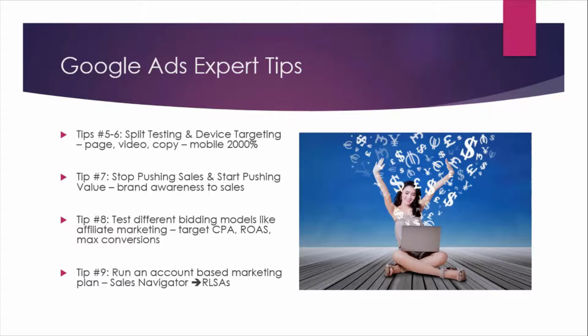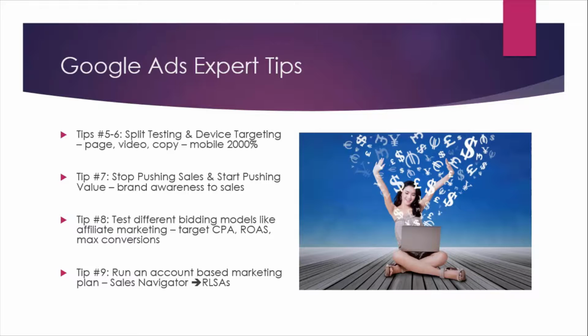Right now, tip number 8, test different bidding models like affiliate marketing. So affiliate marketing works very well for Google, for example, and you can use a lot of different types of bidding strategies inside of Google. One of them is target CPA, which is essentially you're saying to Google, it works the same on YouTube, go find me people for $5 that fit these parameters, and they'll say okay, and they'll go scour their network and find people for your target cost per action, right?